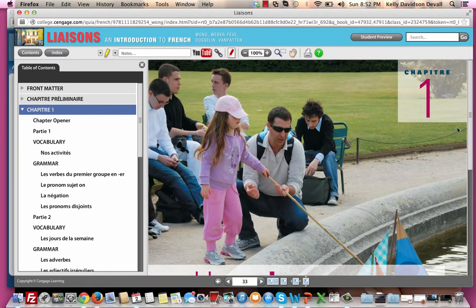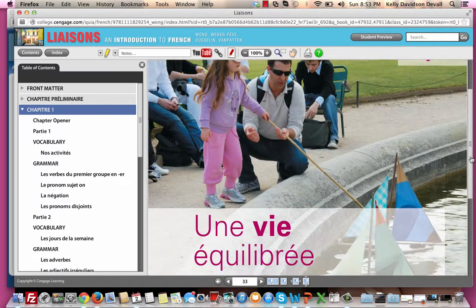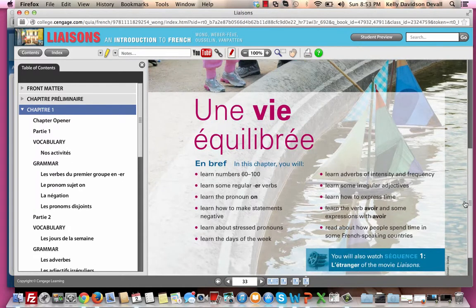So if we go back to the first page of the chapter, we see that we're going to learn those numbers and the regular ER verbs. And whenever we see a word in French that ends in ER, we can assume that it's an ER verb. That can be our first step in figuring out what it means.